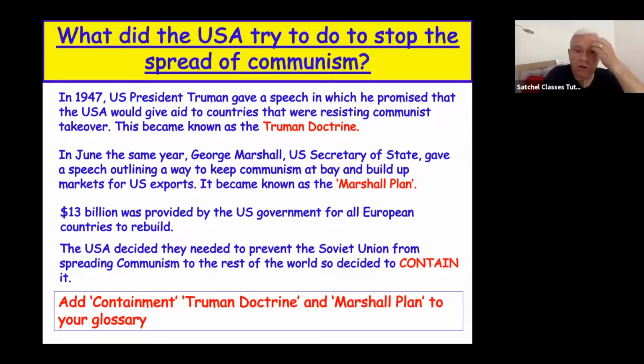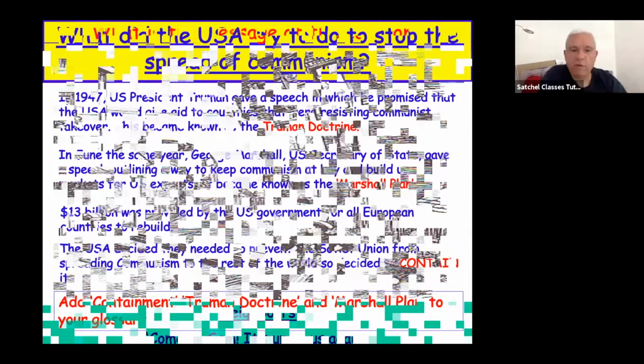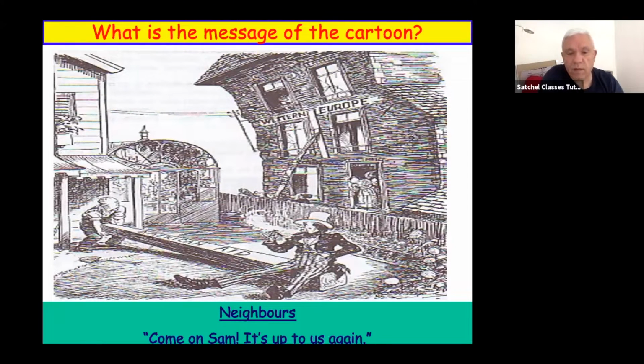And this is a very famous cartoon that came out at the time. This comes up quite a lot on exams. Here you can see Uncle Sam, with his American hat and striped trousers, and he's got Western aid. You can see that Western Europe is a building that's falling down, being propped up by American money again, and you can see "Come on Sam, it's up to us again." This idea that America yet again is coming to the rescue of Europe and propping it up. This was an American cartoon, obviously.